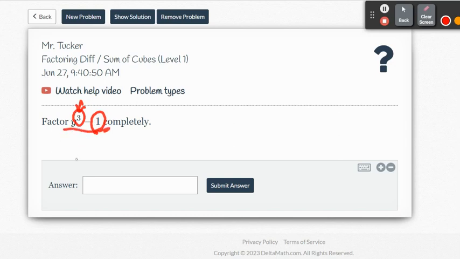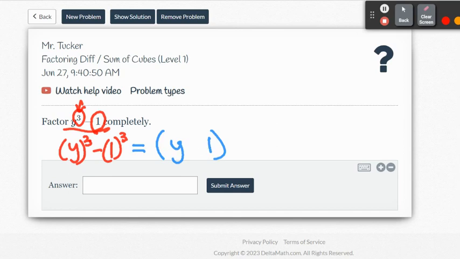But this is not the difference of squares. It's the difference of cubes. So we got to say y is being cubed. That's my first value. And then the 1 is being cubed, so minus 1 cubed. As soon as I recognize it's the difference of cubes, then I just throw it through my formula. That says it's the first term, the a, and the second term, the b. So it's just first term, second term.